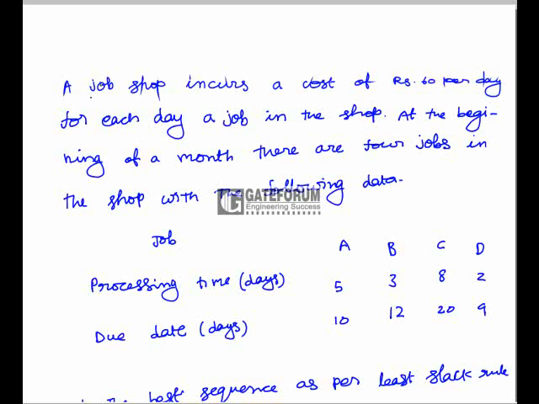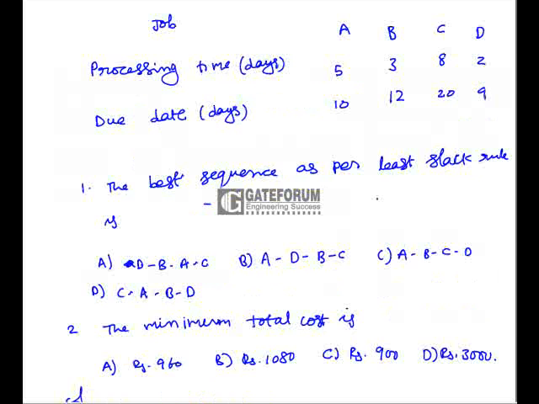A job shop incurs a cost of 60 rupees per day for each day a job is in the shop. At the beginning of a month, there are 4 jobs in the shop with the following data. Here the jobs are A, B, C, D and the processing times in days are 5, 3, 8 and 2. Due dates are 10, 12, 20 and 9. So here it is a common data question. It consists of 2 questions. The first question is the best sequence as per the least slack rule, and the second question is the minimum total cost.